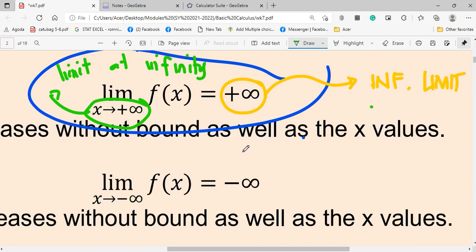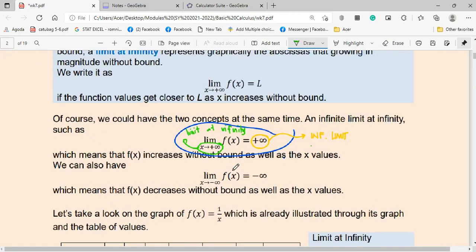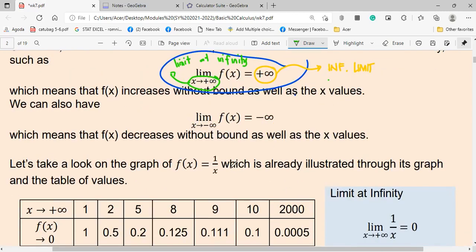At in most cases, well, this is just a general assumption, no? A general rule that limit of f of x as x just keeps on increasing without bound, then that is positive infinity. Okay, and the same happens also when it decreases without bound. We can also have this, no, decreasing naman siya. Okay, then posibilidad ay pwede daw mangyari yan.